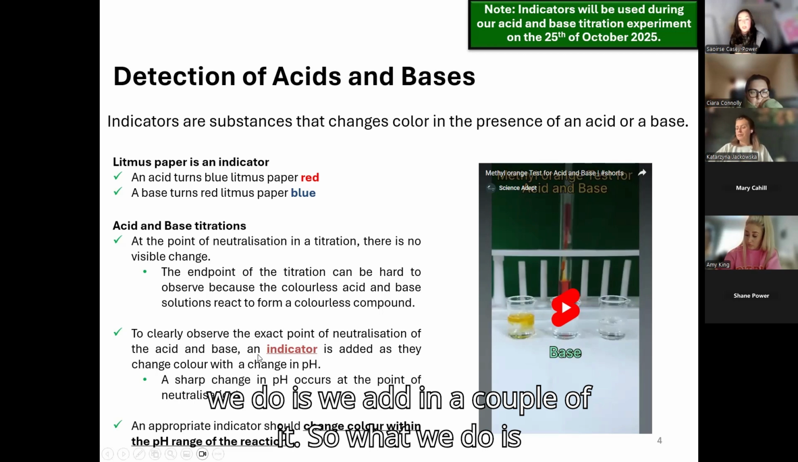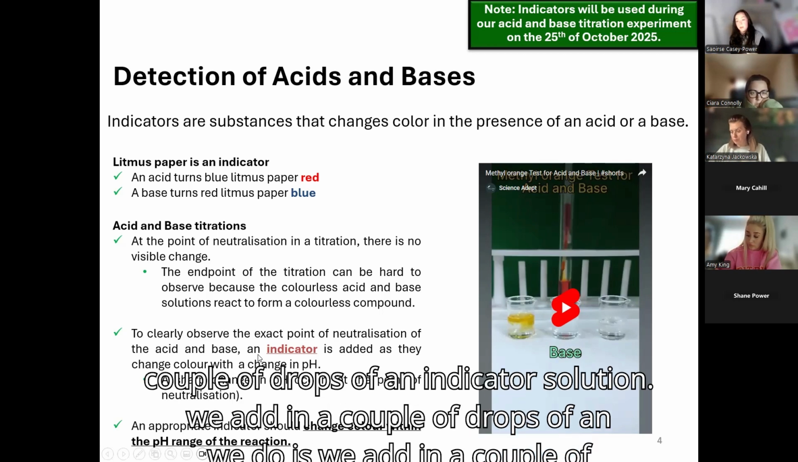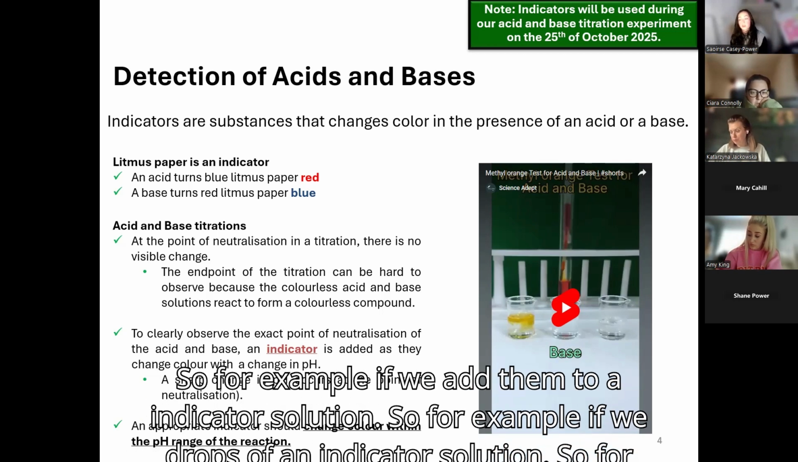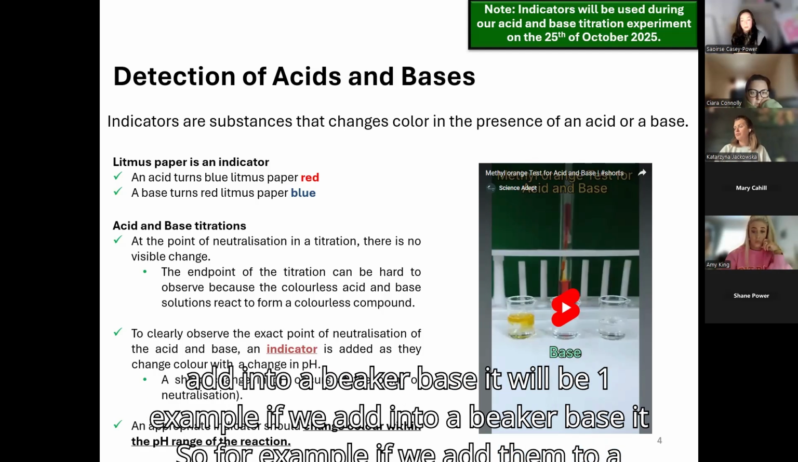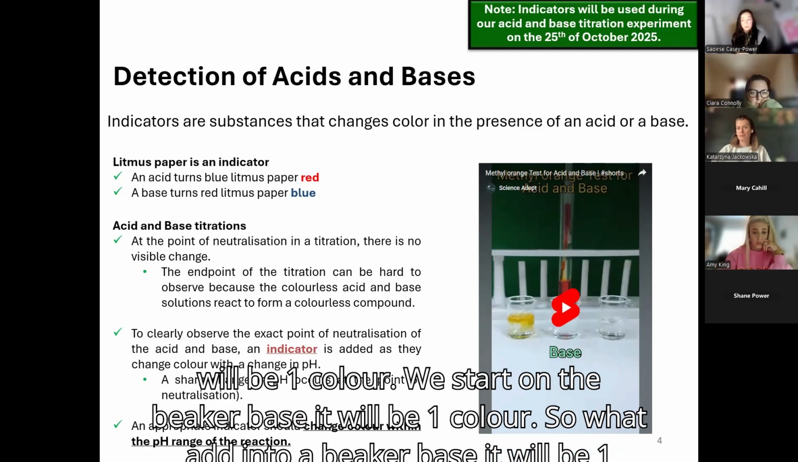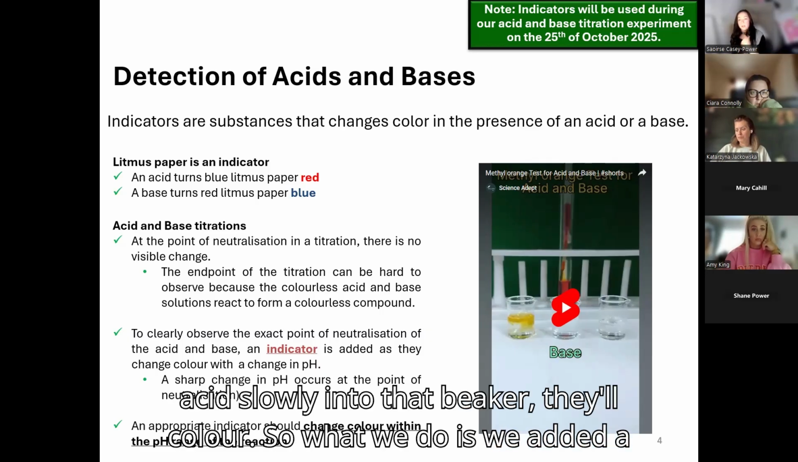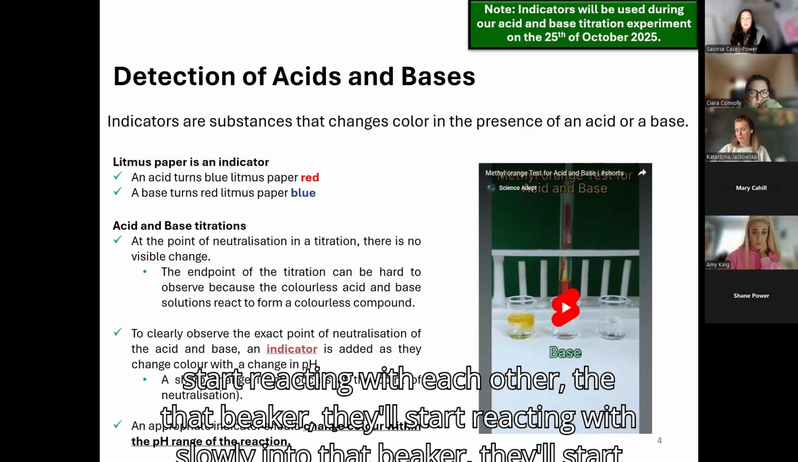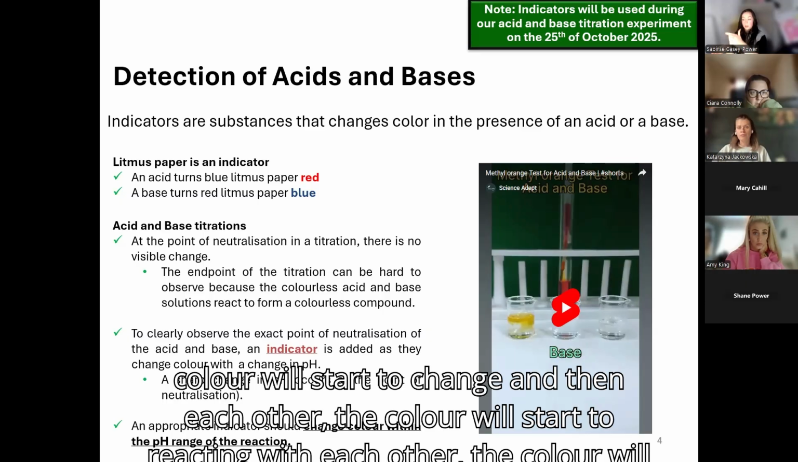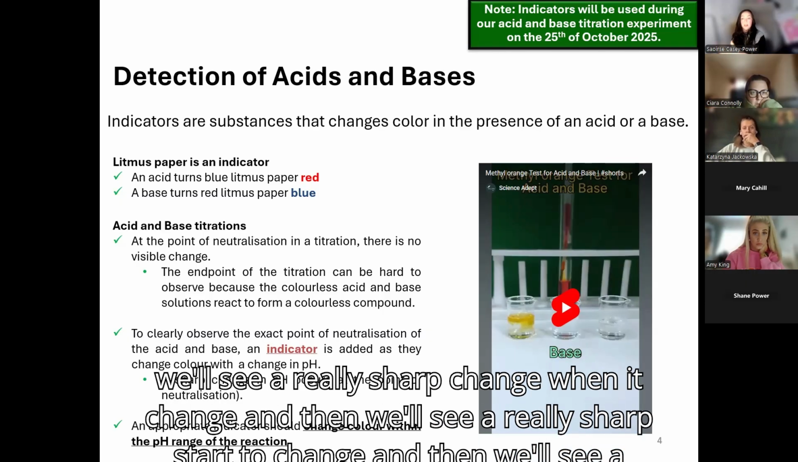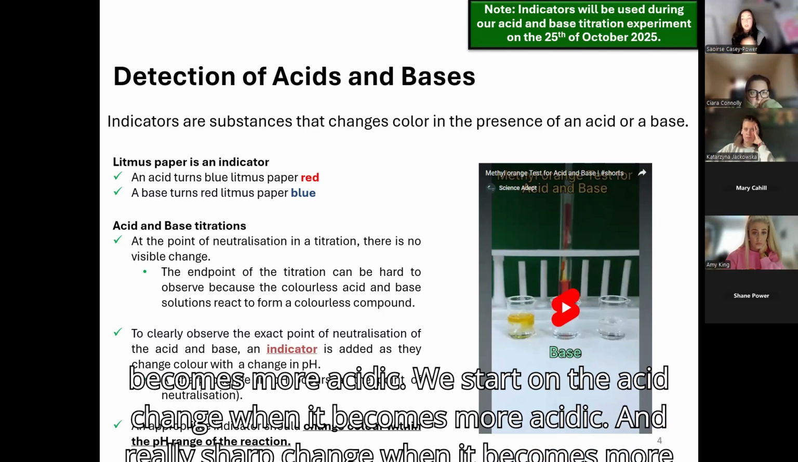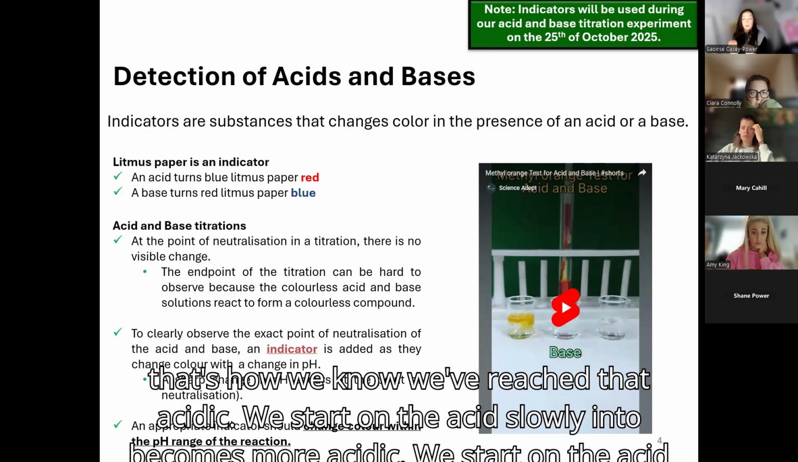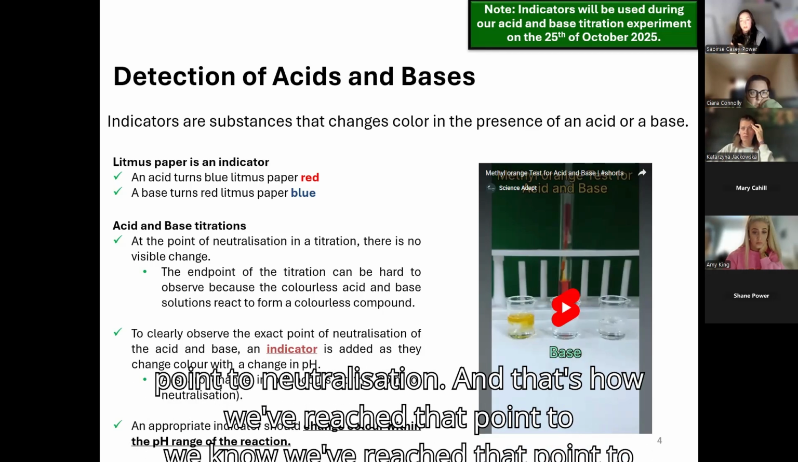So what we do is we add in a couple of drops of an indicator solution. For example, if we add them to a beaker of base, it will be one color. We start adding the acid slowly into that beaker. They'll start reacting with each other. The color will start to change, and then we'll see a really sharp change when it becomes more acidic. And that's how we know we've reached that point of neutralization.